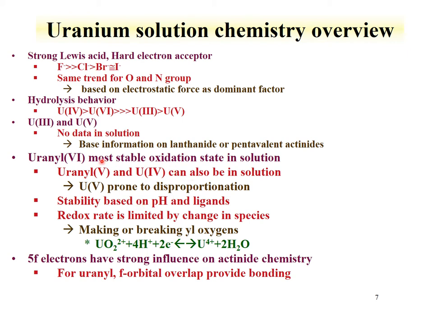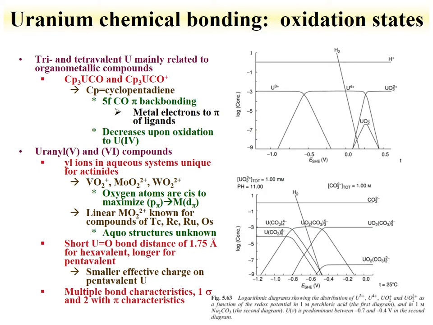Now, the relative stability of some of these compounds can be changed based upon pH and complexation to ligands, and we'll explore that in a little bit. The main driver of this chemistry, and why uranium-6 has this uranyl behavior, has to do with the 5f electrons, and we'll demonstrate that with molecular orbitals. Looking into more detail on the oxidation states of uranium, we see that the trivalent and tetravalent uranium species are mainly related to synthetic organometallic compounds, non-aqueous solutions.